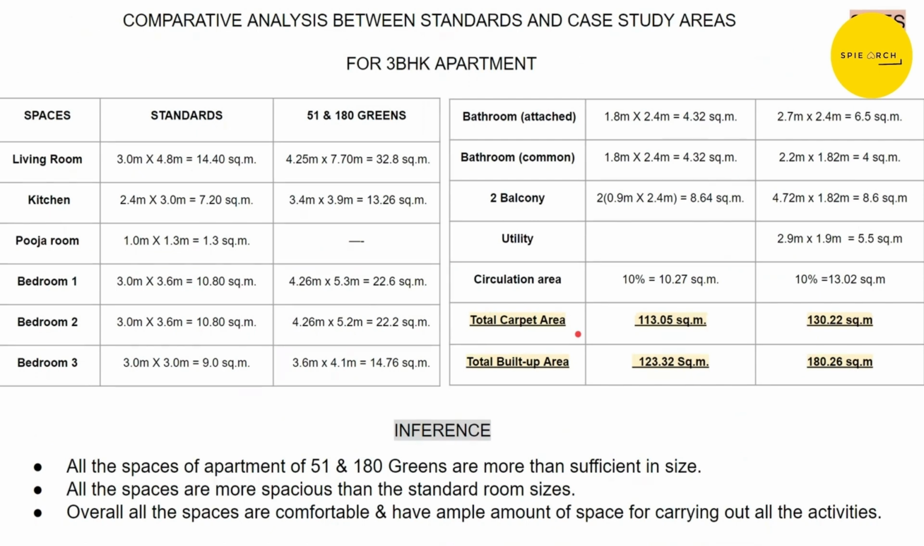Now we compared the studied area with standards from UDCPR. So we got some of these areas. For example, the living room standard was 14.4 square meters, and here it was a bigger one. The provided area in this planning was much larger than the required standard, so we concluded that it was a luxury dwelling. Next.